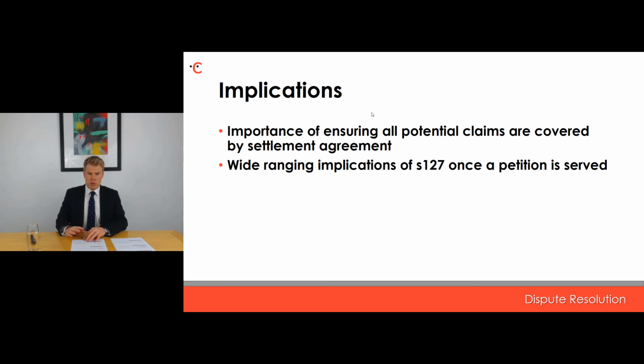And the second thing to bear in mind is the wide-ranging nature of Section 127. So whenever a winding up petition is served, be very conscious of the scope that the court later has to set aside transactions beyond a simple payment of money.